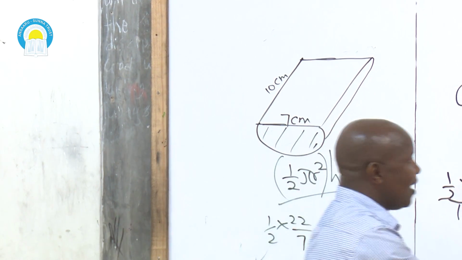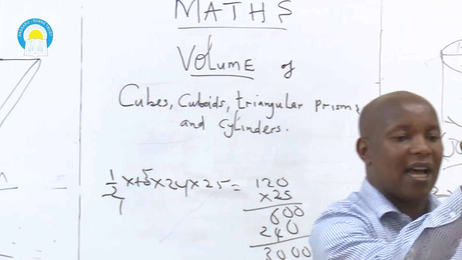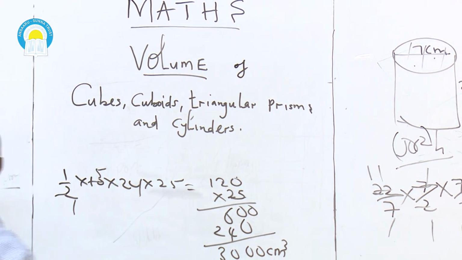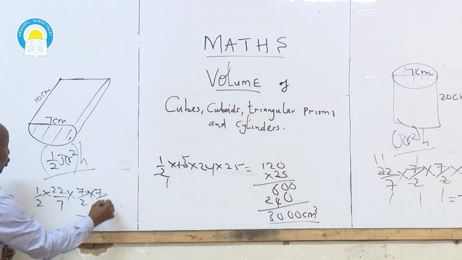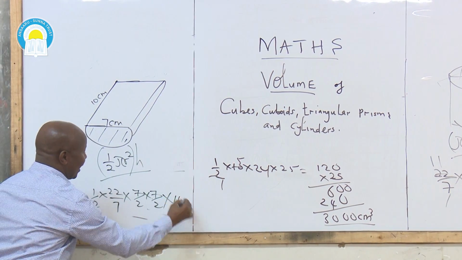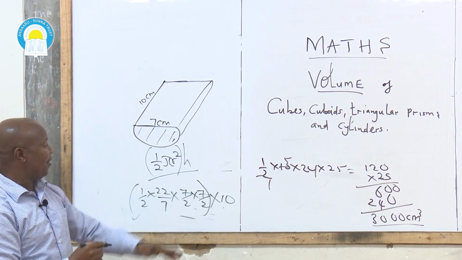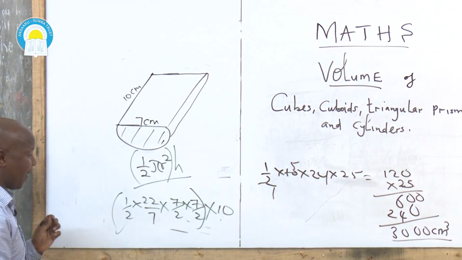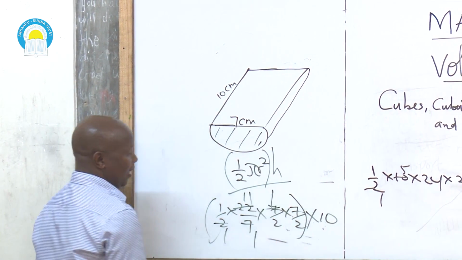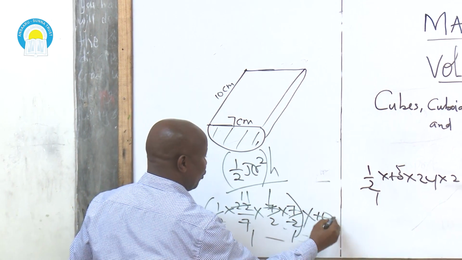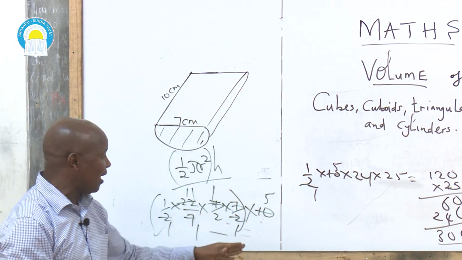Class, I've just said, once the examiner gives you the diameter, to get the radius, just say the diameter over 2. In our case here, the diameter is 7, so the radius is 7/2, then multiply by 7/2, then multiply by the length, which is 10. This is the base area, the cross-sectional area, then times 10. Then where possible, you simplify. By 2, 1, by 2 here becomes 11. By 7, 1 becomes 1. Then by 2, 1, by 2 here becomes 5. Now 2 cannot simplify 11, 7, or 5.